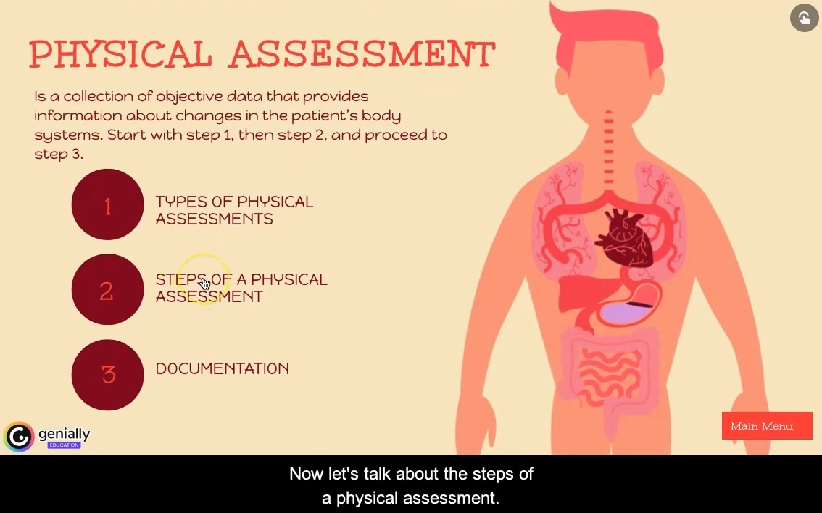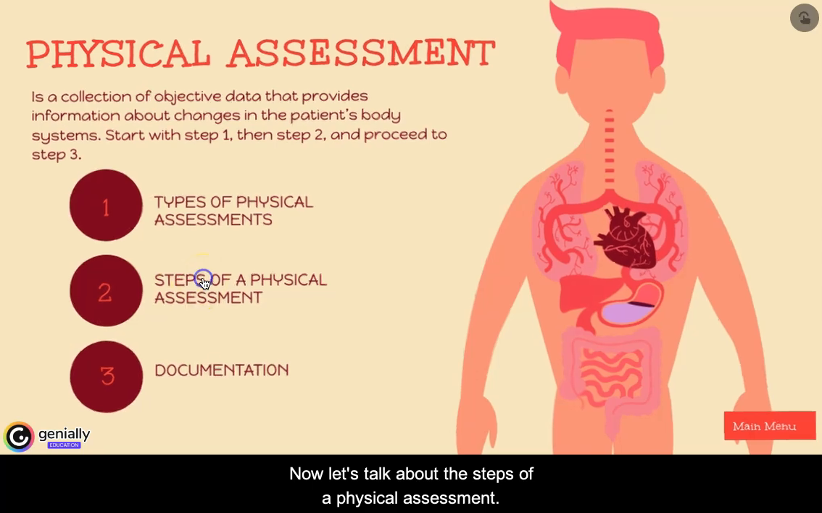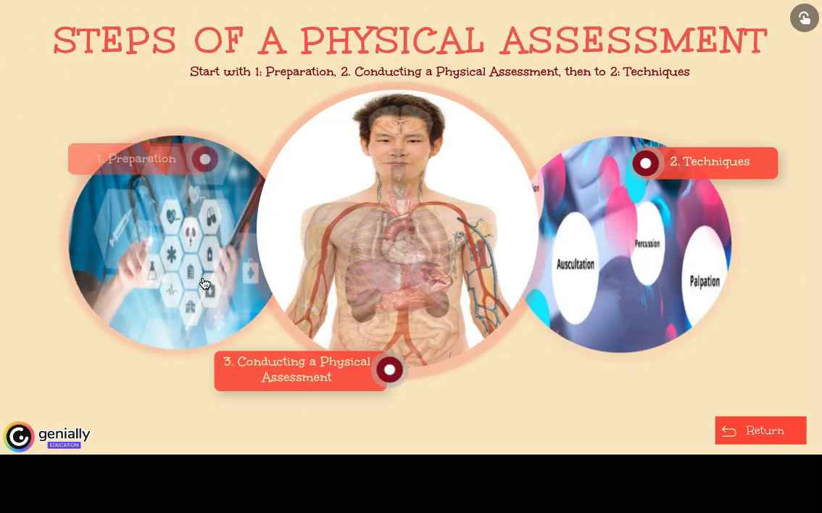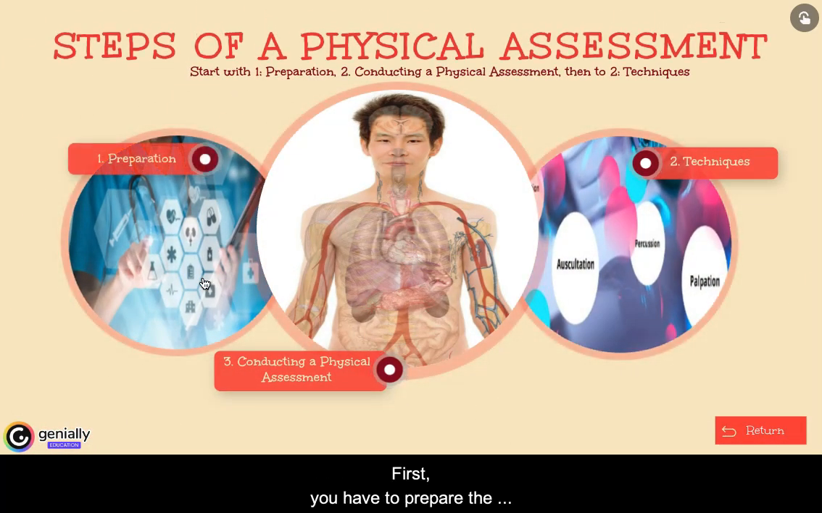Now, let's talk about the steps of a physical assessment. So there are 3 steps. First, you have to prepare the patient and the environment for the physical assessment. Then we're going to talk about the techniques of physical assessment. And then we will move on to the 3rd step, which is conducting an actual physical assessment.